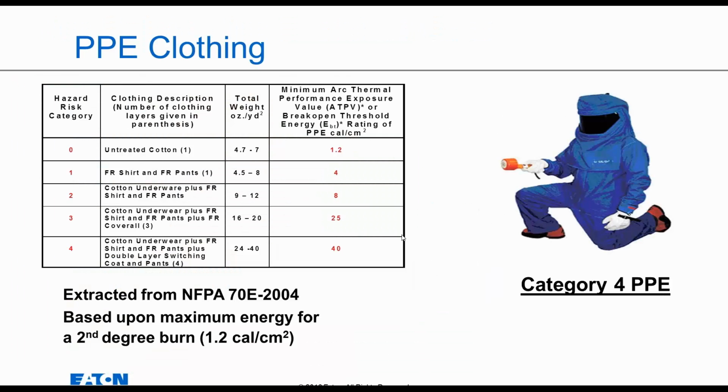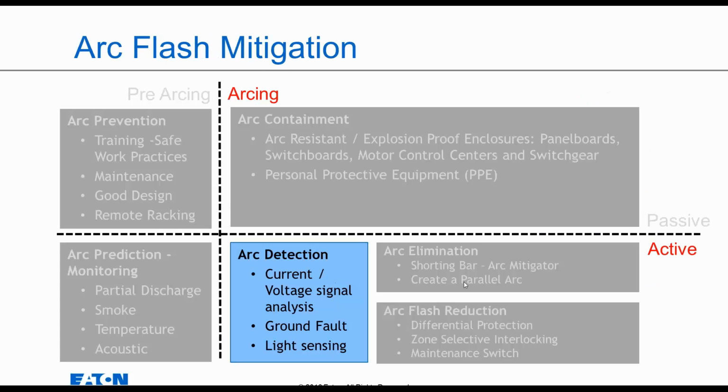And of course, your PPE clothing. It's important to understand what your PPE calculation is and how that relates to the type of clothing that should be worn. There's no sense in wearing PPE 4 if your hazard is way down here where you could just use cotton clothing. So then let's talk now about arcing and active systems. The first we're going to talk about is arc detection and the different systems for detecting arcs, which will lead us into arc elimination and arc flash reduction.